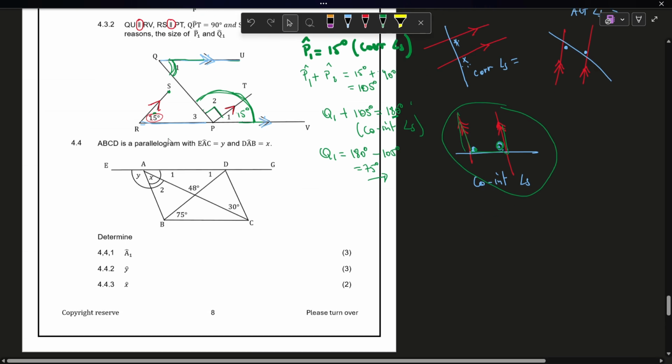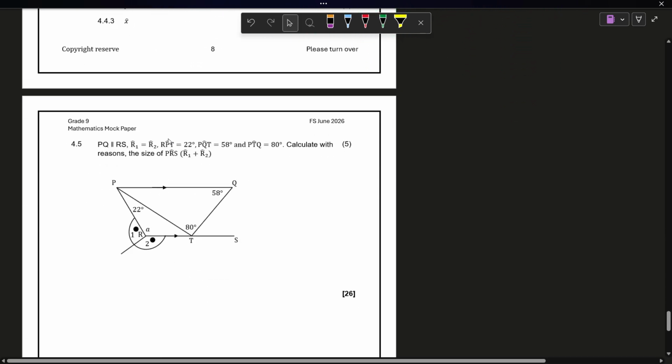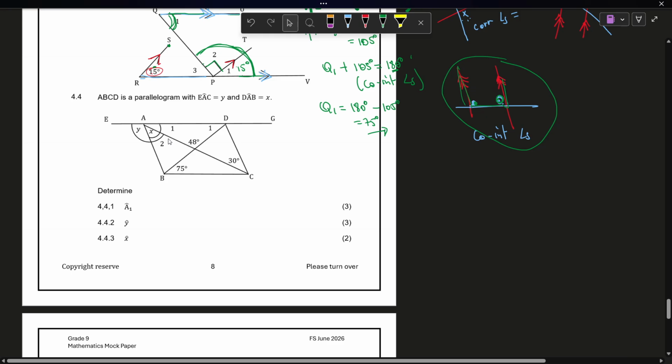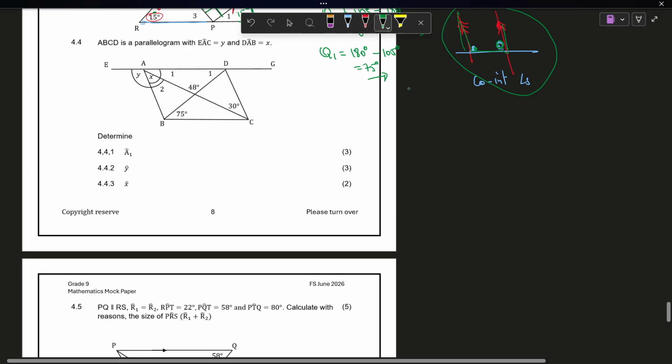Okay, great. Now let's move to the next exercise, 4.4. Okay, so 4.4, what have we got? We've got a parallelogram. Okay, guys, we know the properties of a parallelogram. Quickly, what do you know about the parallelogram? Parallelogram basically means that.